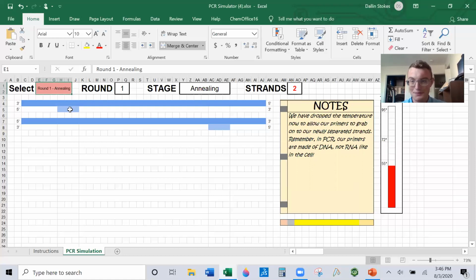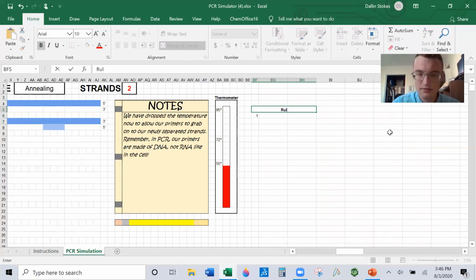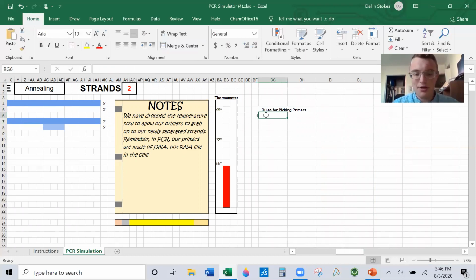let me go over the 3 rules for picking your primers here, because this is good for your homework. The 3 rules for picking your primers are, 1, let's come over here. So rule number 1, rules for picking primers. Thanks for putting up with me, guys. Okay, rule number 1. The 2 primers you pick must bind to opposite strands.